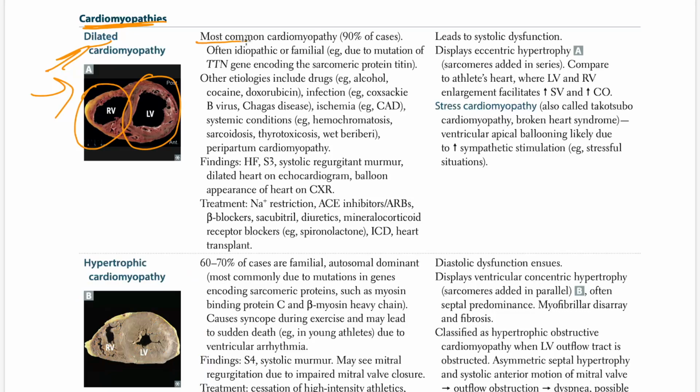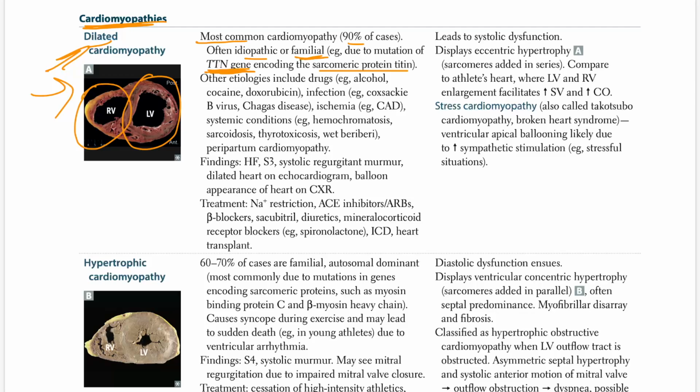It's the most common cardiomyopathy, about 90% of the cases, often idiopathic or familial. Familial, why? Because there is a mutation of the TTN gene, high yield. What is this TTN gene encoding for? Sarcomere protein titin. So when there is a mutation of this, it leads to dilated cardiomyopathy, high yield.